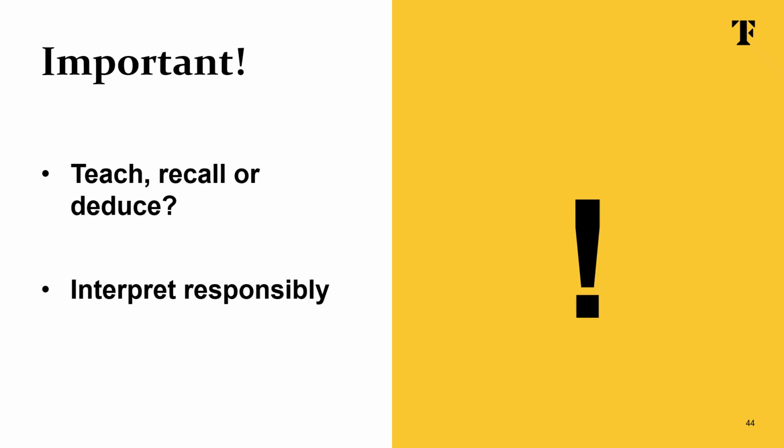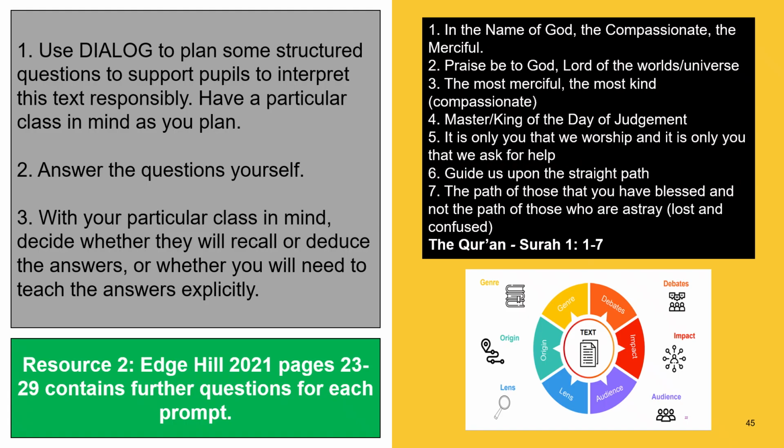So, now we know a little bit about dialogue, it's time for you to have a go at it yourself. So pause for about 20 minutes and use dialogue to plan some structured questions to support pupils in interpreting this text. Have a particular class in mind as you plan. If you're teaching another text in the coming weeks and wish to do that text instead, feel free. Once you've done that, answer the questions yourself and then, with your particular class in mind, decide whether they will recall or deduce the answers or whether you will need to teach the answers explicitly.